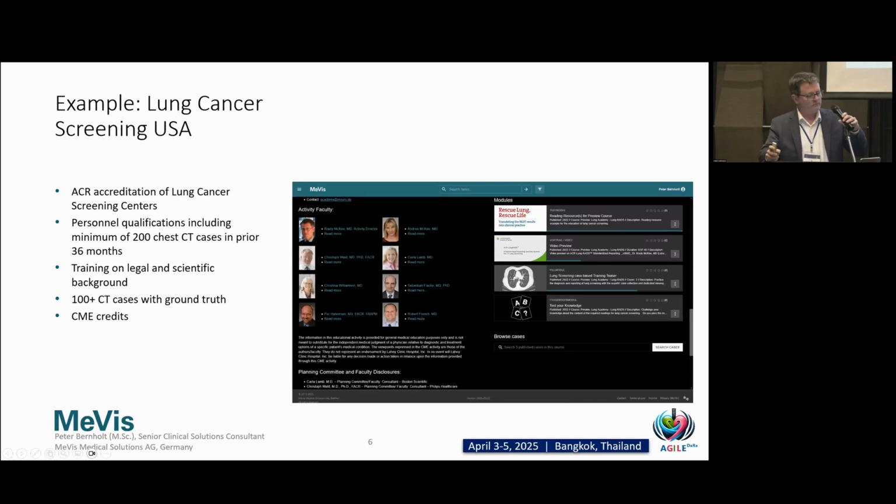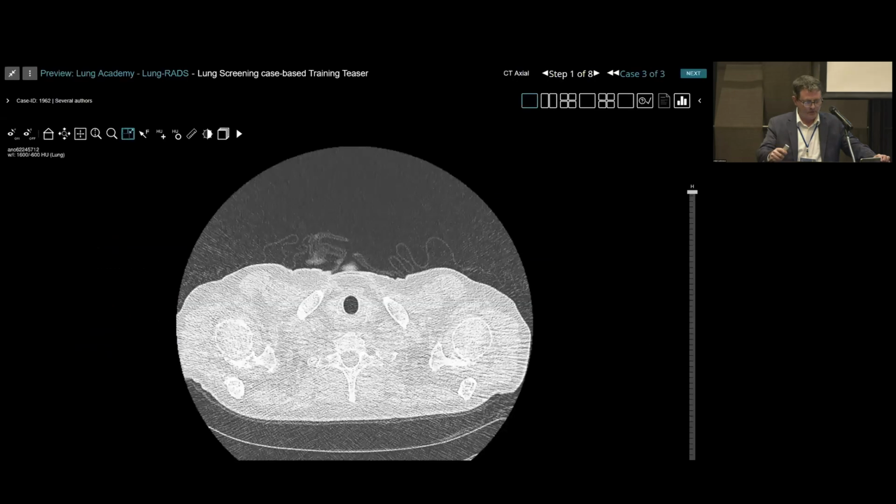Here's an example of a lung cancer screening program from the United States. It's an ACR accreditation for lung cancer screening centers. Personnel qualifications include a minimum of 200 CT chest cases in the prior 36 months, training on legal and scientific background, and 100 plus CT cases with ground truth. This was a CME course.